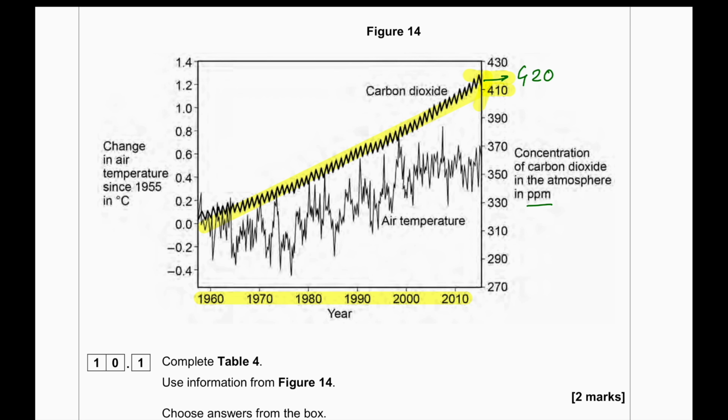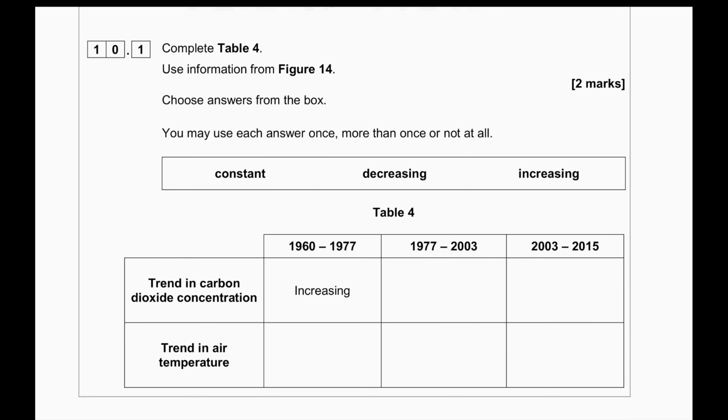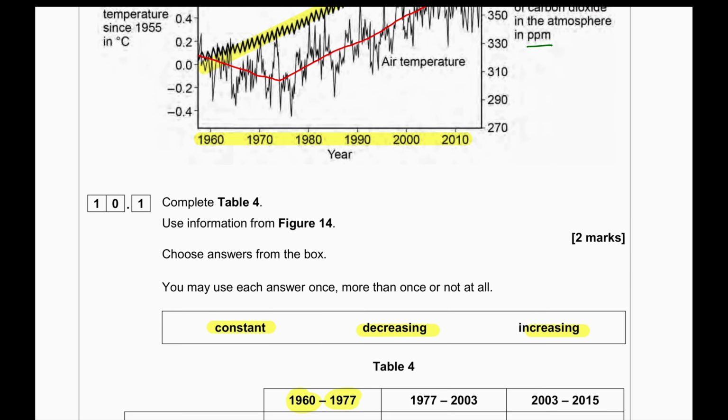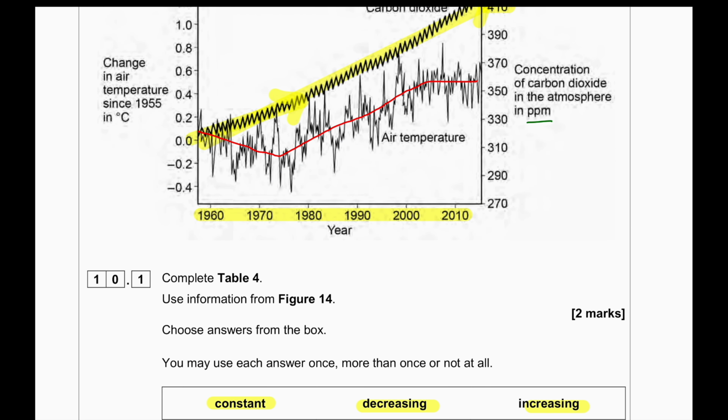And when it comes to temperature, if we extrapolate the data, in the beginning the temperature decreased, followed by an increase, which then keeps on increasing and then plateaus in the last 20 years. So we have to choose constant, decreasing or increasing from the box, and give the trend in carbon dioxide concentration. Between the 1960s and 1977, we can see the concentration of CO2 is increasing.